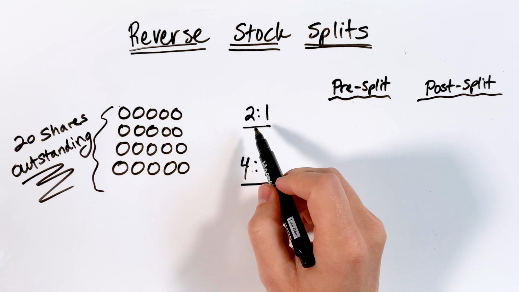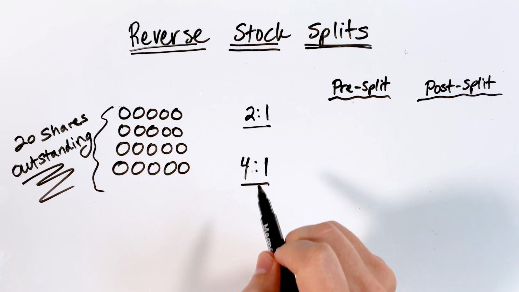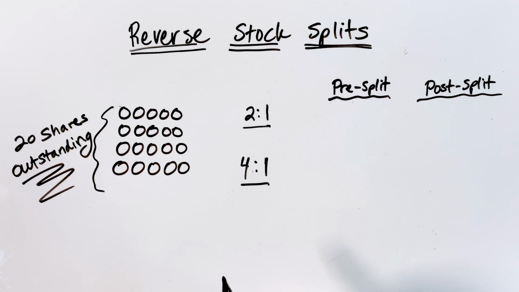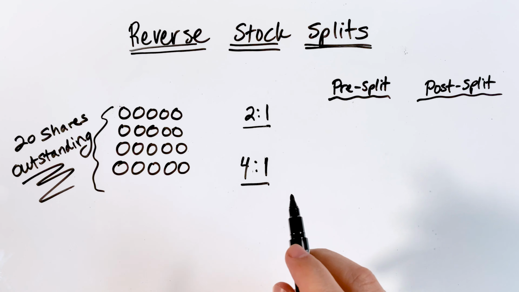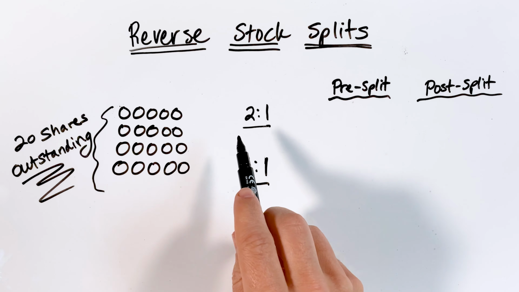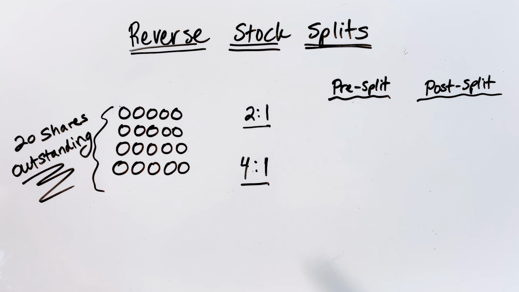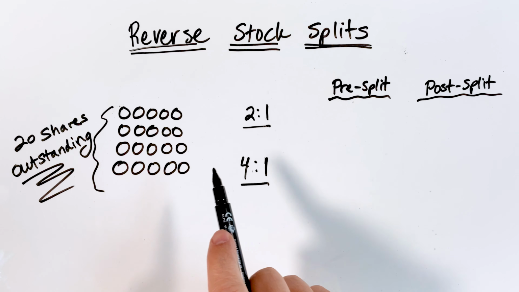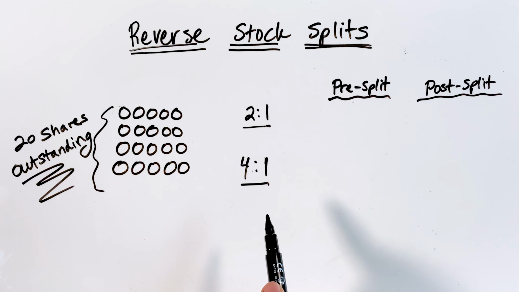So in our example, we're going to walk through a 2-for-1 reverse split and a 4-for-1 reverse split. A lot of people might also say it's a 1-for-4 or 1-for-2, etc. But I like the idea of a 2-for-1. That's how I think about a reverse split: you have 2 shares and now you have 1, you have 4 shares and now you have 1. This is what happens in the market.